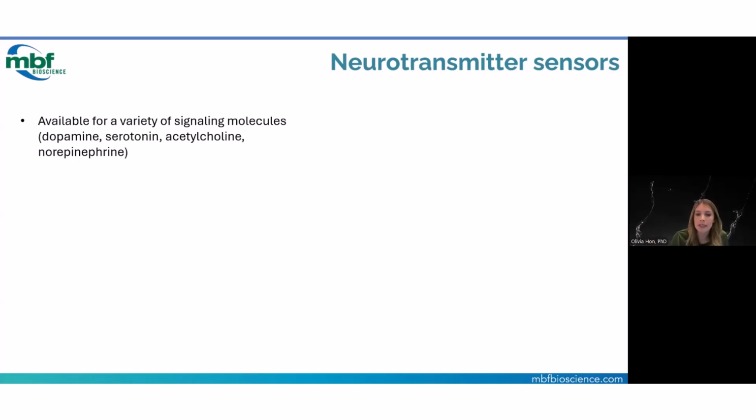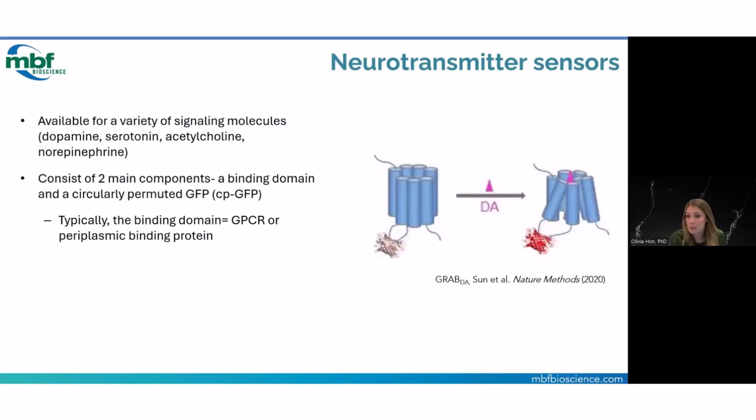These work similarly to GCaMP in that you have both a binding domain and a cpGFP. In this case, the binding domain tends to vary across sensors. The most common way these sensors are made is by taking a GPCR and modifying it to insert that cpGFP somewhere into it. So as your neurotransmitter of interest, in this case dopamine, binds to the modified GPCR, you get this increase in fluorescence. Not every sensor is GPCR based. Some of them are based on periplasmic binding proteins, but the vast majority are GPCR based.